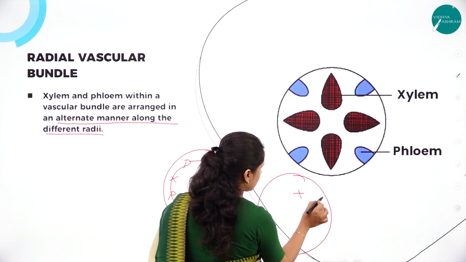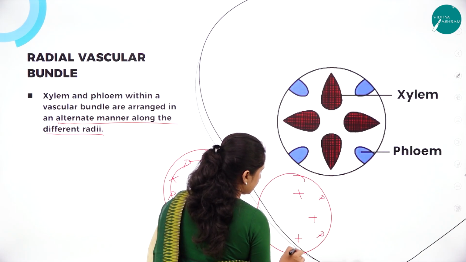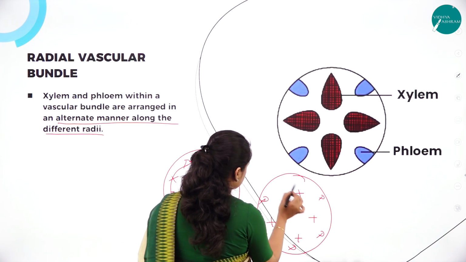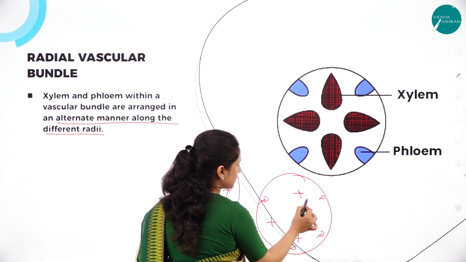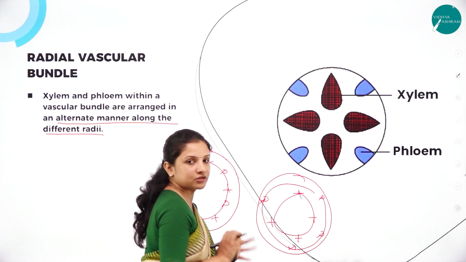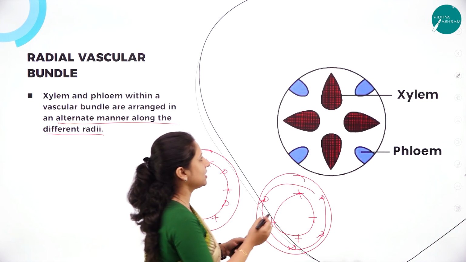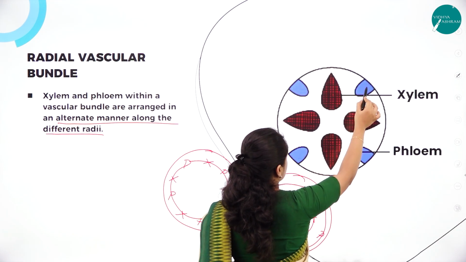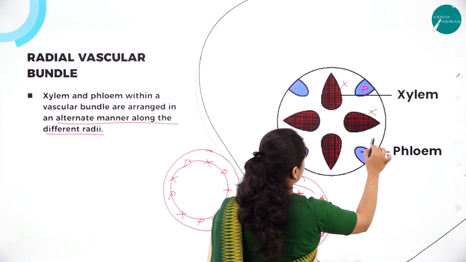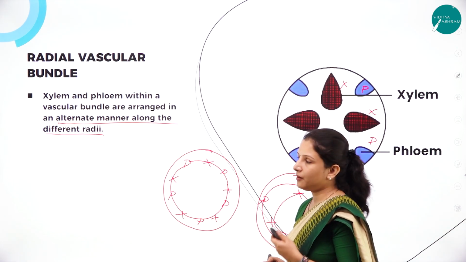If xylem is here, phloem will be here. Xylem, phloem, xylem, phloem. So it will be like this. It's not that xylem is on one radius and phloem is on the same radius. It's not on the same radii. So that is the radial vascular bundle. If you can see here, we have a patch of xylem, then phloem, again xylem, phloem, like this arrangement. So that is the radial vascular bundle.